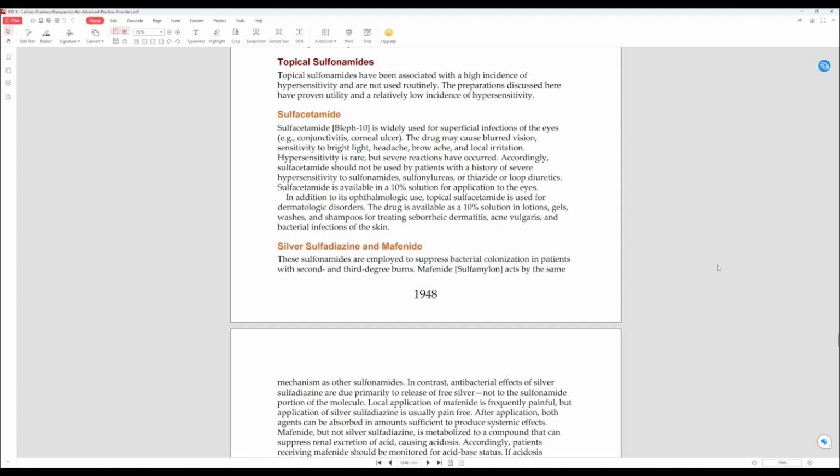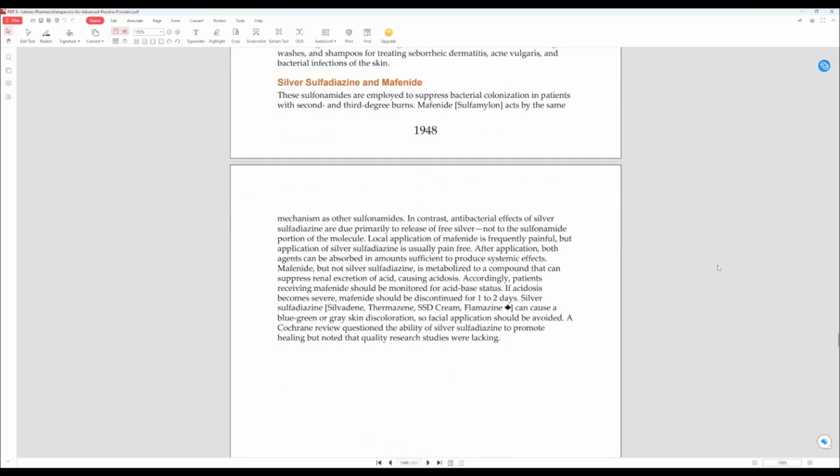In addition to its ophthalmologic use, topical sulfacetamide is used for dermatologic disorders. The drug is available as a 10% solution in lotions, gels, washes, and shampoos for treating seborrheic dermatitis, acne vulgaris, and bacterial infections of the skin.